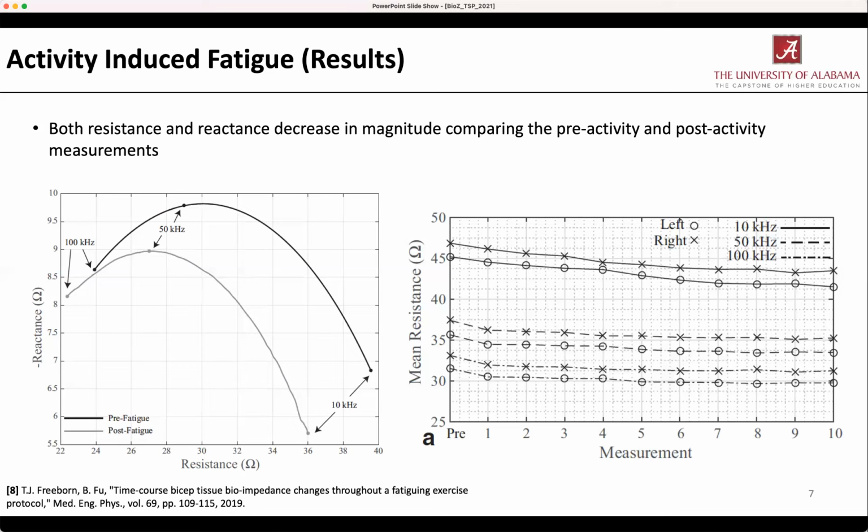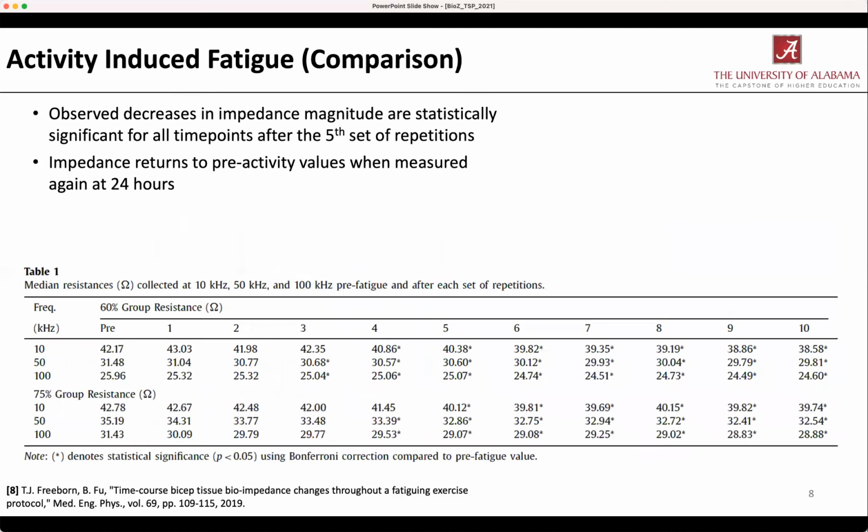This lower resistance, we believe, is attributed to a fluid shift, a change in the fluid in that region of the body. When we conduct our analysis and explore this feature with statistical analysis, we found that statistically significant decreases occurred at all frequencies for both groups at around the fifth set. We saw small changes leading up to that, but statistically significant changes appeared at set 5 and greater.